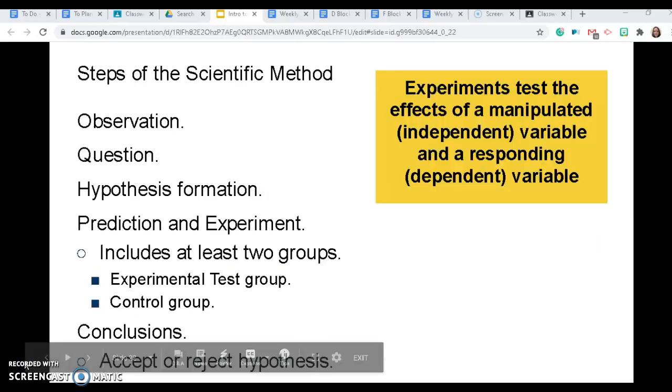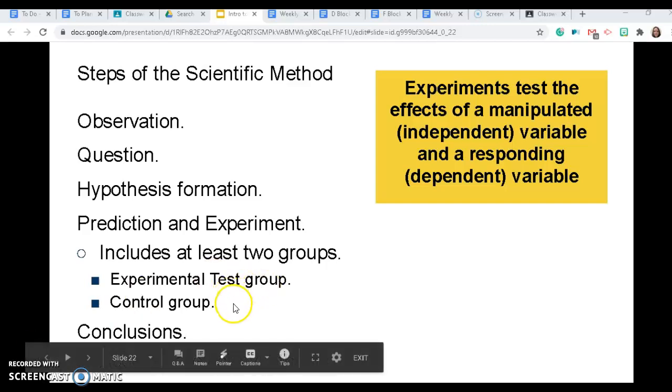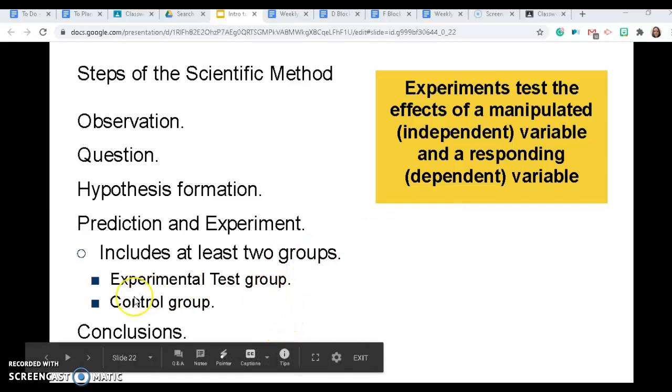So after you make a hypothesis, you make a prediction and an experiment. And experiments always have at least two groups. You have your experimental group and your control group. Experiments test the effects of a manipulated or independent variable on a responding variable. After you collect data and analyze that data, you can make conclusions as to whether to accept or reject the original hypothesis.